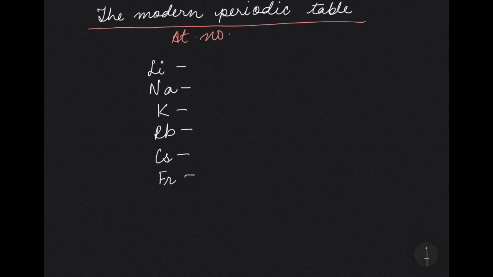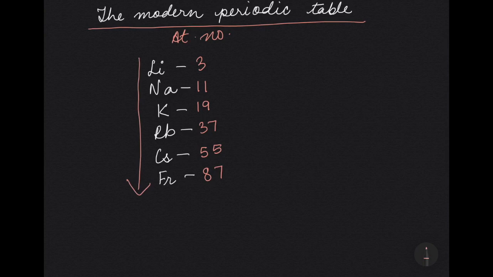Supposing, let us take a group of the periodic table. For example, this is the first group which I have written down. Lithium with atomic number 3, sodium 11, potassium 19, rubidium 37, cesium 55, and francium 87. So when we look at these elements which belong to the first group, you will see that they have similar chemical properties.